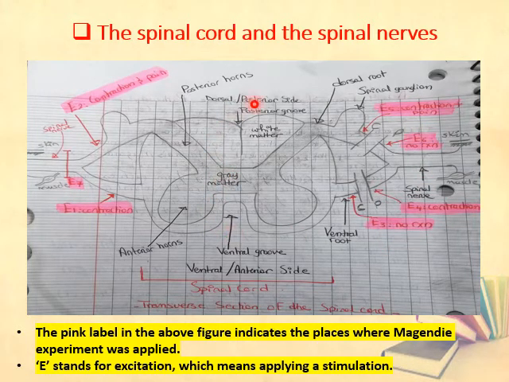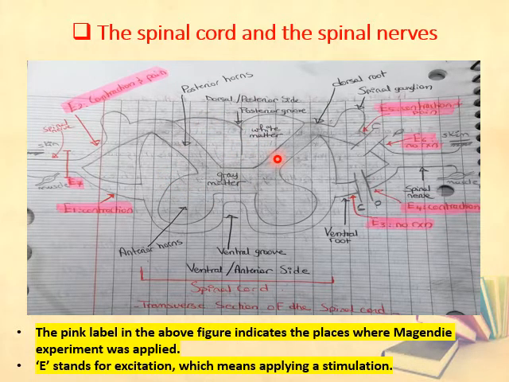So we have the spinal cord. We have the dorsal side or posterior side. We have the dorsal groove or posterior groove. Below we have the ventral side or anterior side, and here is the ventral groove. These are the dorsal horns. These are the ventral horns. This is the gray matter, and outside we have the white matter. This is all for the spinal cord.